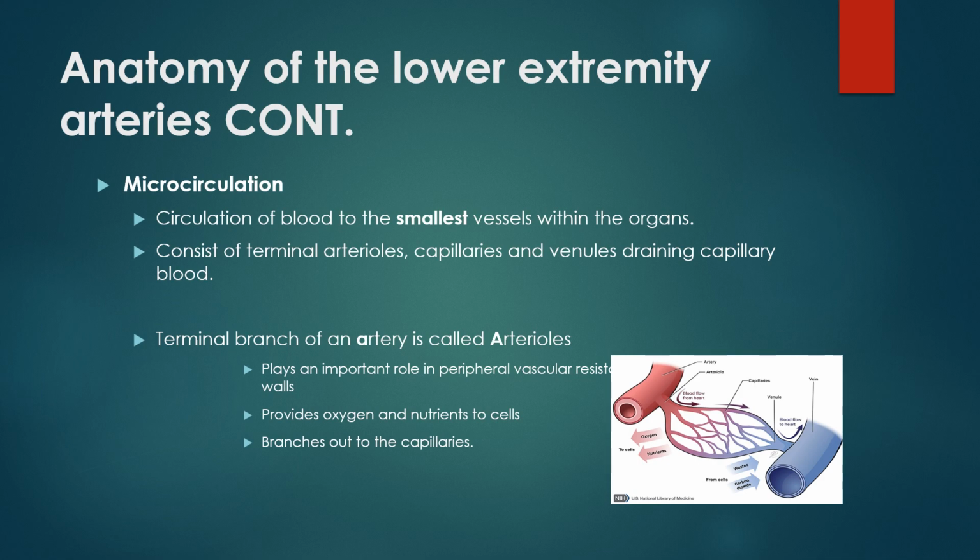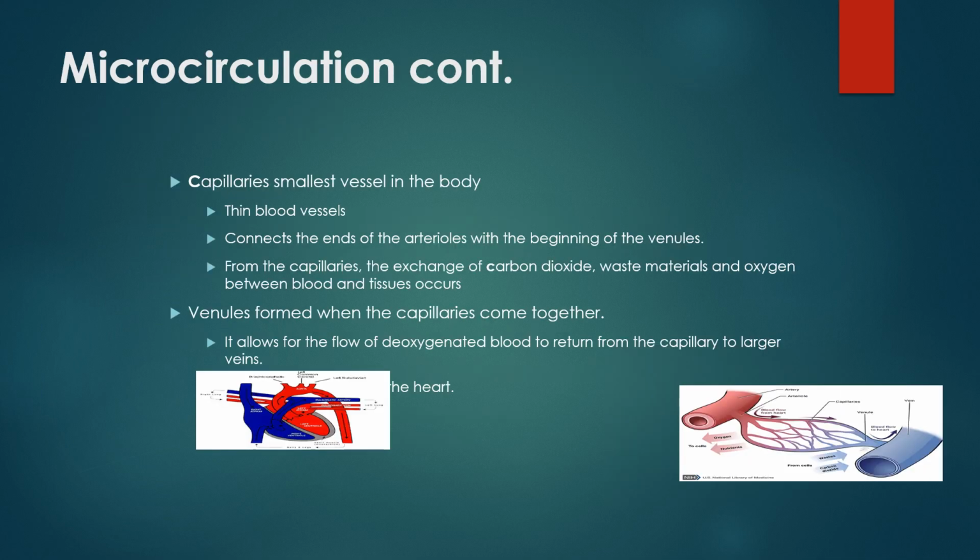They provide oxygen and nutrients to cells and branch out to the capillaries. So you see your big artery, you see your arterioles, which branch out right in the middle there, and it becomes your capillaries. Capillaries are the smallest vessels in the body. Thin blood vessels connect the ends of the arteries with the beginning of the venules. From the capillaries, the exchange of carbon dioxide, waste material, and oxygen between blood and tissues occurs.